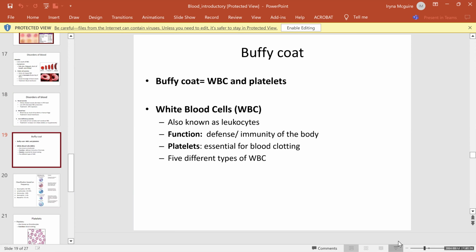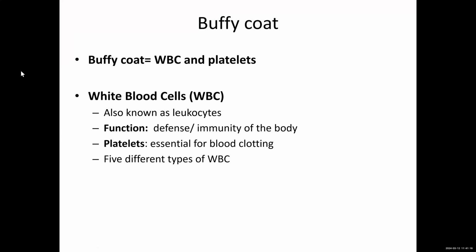So what is this buffy coat? Those are white blood cells and platelets. White blood cells, WBC, also known as leukocytes, function in defense or immunity of the body, and platelets are essential for blood clotting. Platelets are actually fragments of megakaryocytes. So you have special cells, megakaryocytes, and fragments of them form platelets.